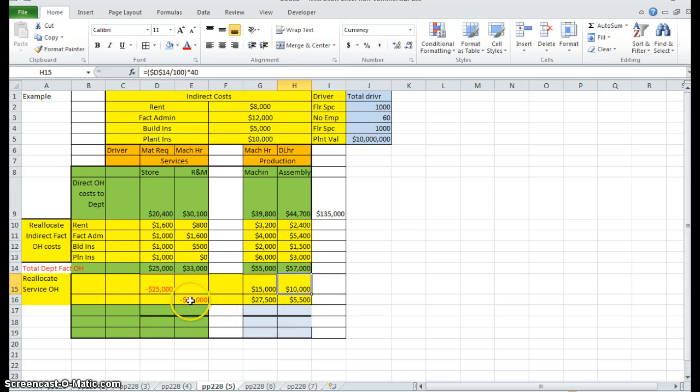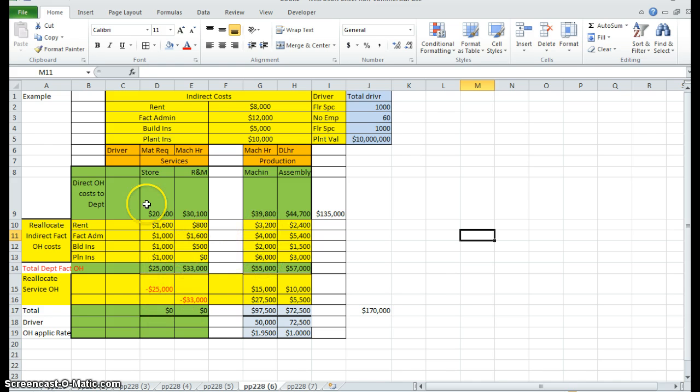And in this case, this is the repair and maintenance. That's on the basis of machine hours. There are 60,000 machine hours altogether between these 2 departments: 50,000 applicable to machining, and 10,000 applicable to assembly. So that reallocates these two departments. The last sheet shows the total of all.